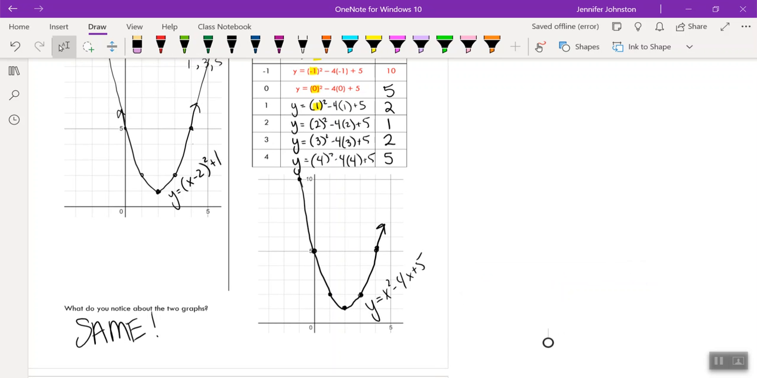Just like anybody's name, you can have a name written as maybe your nickname, and then a name written out in the longer form, so not a nickname. So we can have names that don't really look similar, but they're identical. They mean the exact same person, or they mean the exact same graph here. So this is our vertex form. This would be the vertex form of this graph, and this is what we call standard form.